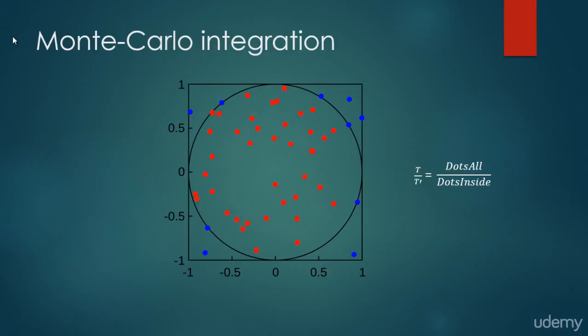T over T prime is equal to all dots over dots inside, where T denotes the area of the square and T prime is equal to the area of the circle. So we just have to calculate these dots. It will be clear during implementation.